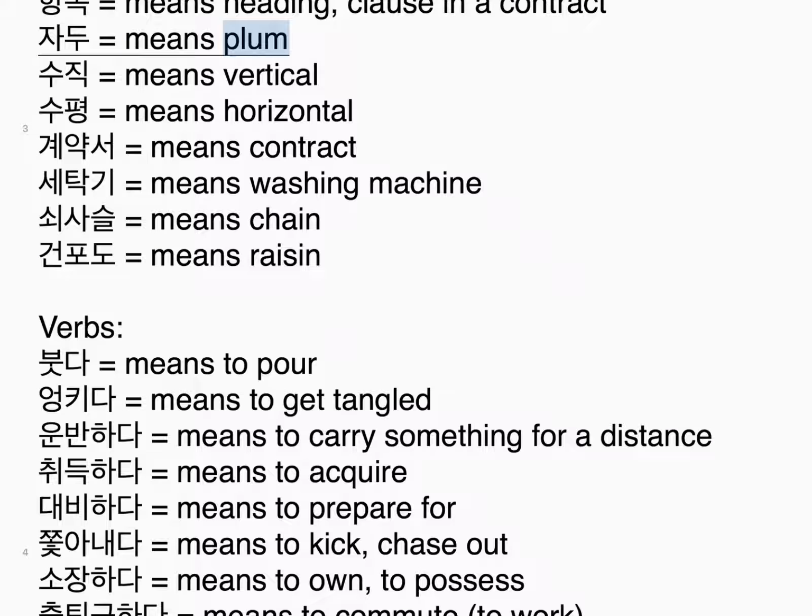자두, means plum. 수직, means vertical. 수평, means horizontal. 계약서, means contract. 세탁기, means washing machine. 쇠사슬, means chain. 건포도, means raisin. Verbs. 붓다, means to pour.